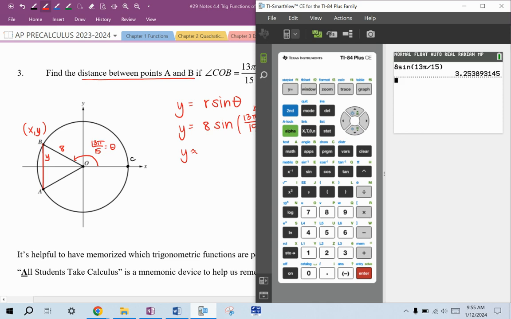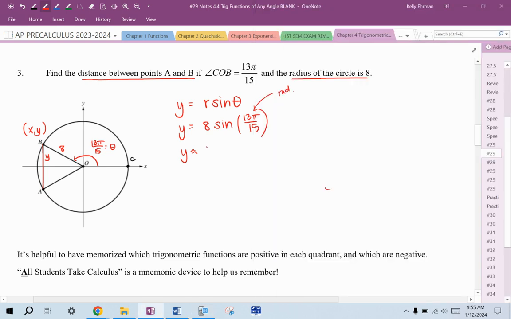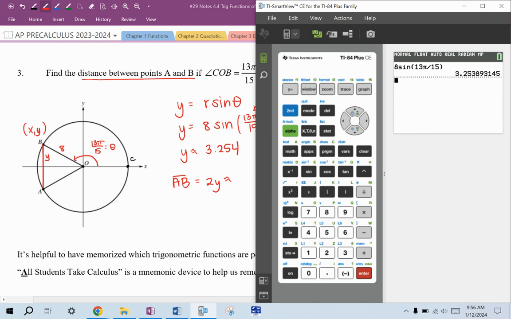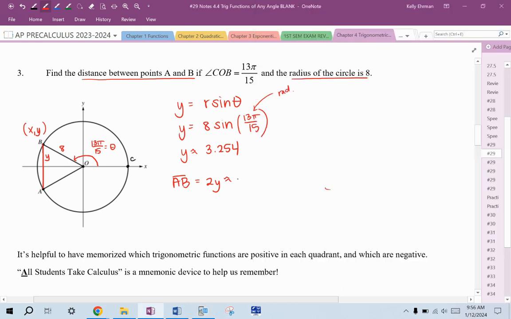Okay, so I get 3.254. There's no label on the radius, so there's no label on this. Now remember, the distance from A to B is not equal to y, it's equal to 2 times y. So keep that decimal on your screen, multiply by 2. 6.508 is the distance between A and B.